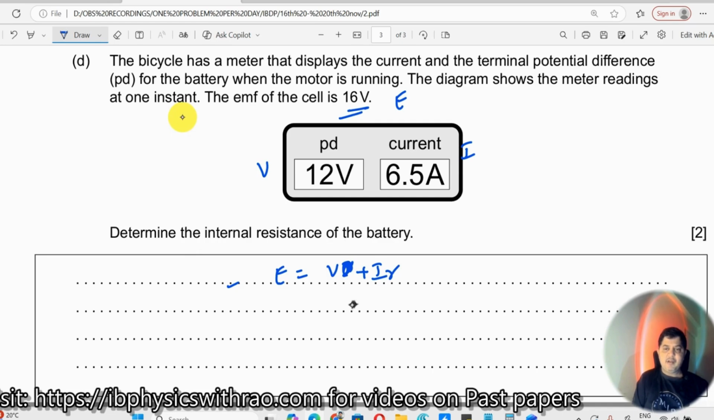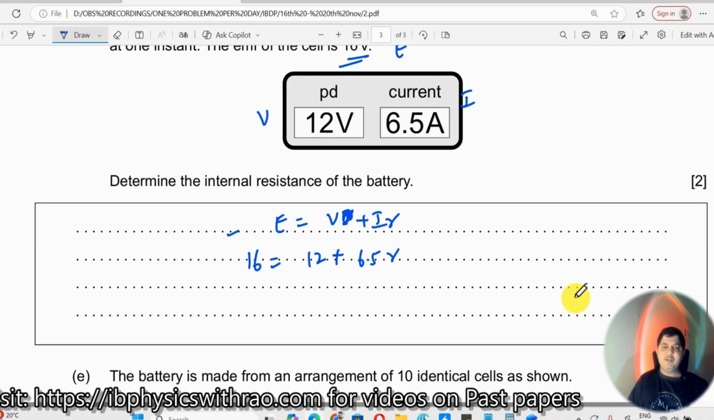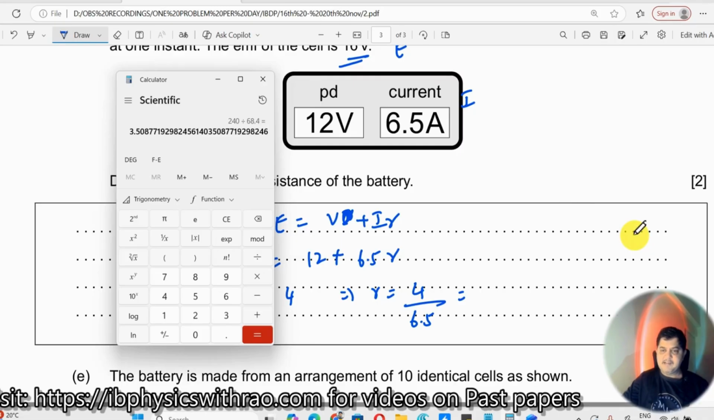So therefore, now we have E is 16, V is 12, plus I is 6.5 times R over here. So let us calculate the value of R. So 6.5 times R is equal to 16 minus 12, which is 4. This implies R is equal to 4 divided by 6.5. When I do this, calculate what answer I get.